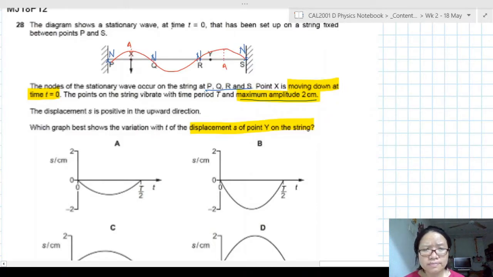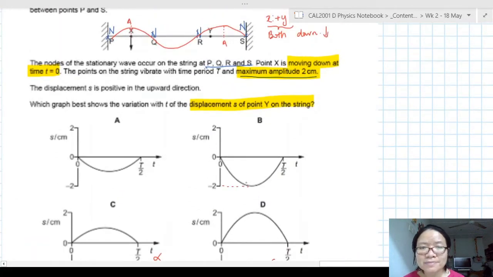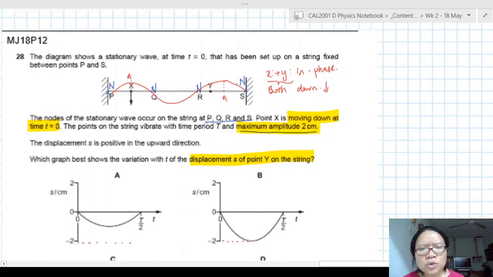Okay, anyway, this is the antinode. And if you think about it, if X is on the way down, Y should also be on the way down because everything between P and Q and R and S are in phase. So which one is traveling down? C and D, throw away. All right. Next, do you think Y has maximum amplitude? No. Y is not at the antinode. So because it's not at the antinode, the maximum displacement will be less than 2, less than the maximum amplitude. So you get A.